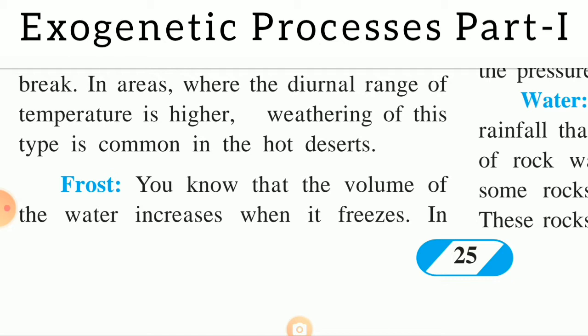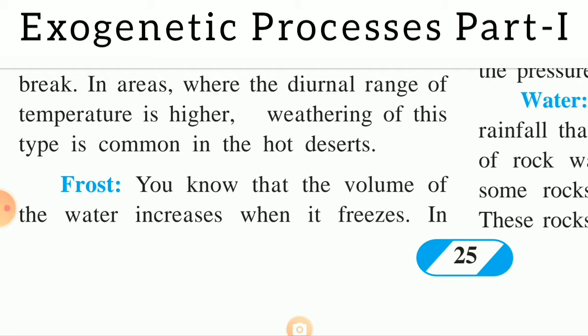Let us continue learning chapter 3rd, Exogenetic processes, part 1, and now we are studying part 3 of this lesson. In the previous lecture we had seen exfoliation. The rock is peeling like an onion. One by one layers are coming out, which is considered as exfoliation.